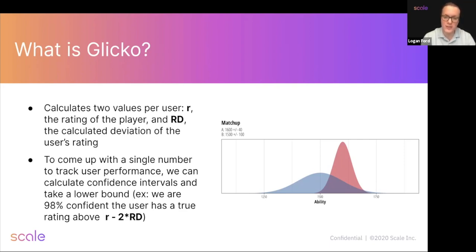And to get around this issue of just having two numbers to keep track of, one thing we can do is take R minus 2 times RD. RD is actually just the standard deviation. So if we say R minus 2 times RD, we know that with 98% confidence, the user has a true rating above this value. So this is a lower bound, just because in general, we want to be fairly pessimistic about people's performance, given that we don't want, in our case, to have people labeling data if they're actually not of very high quality.